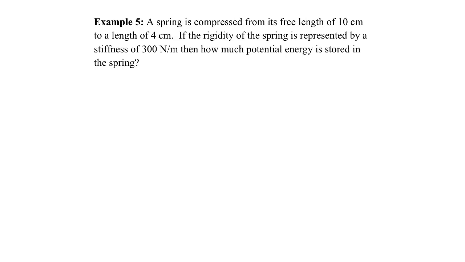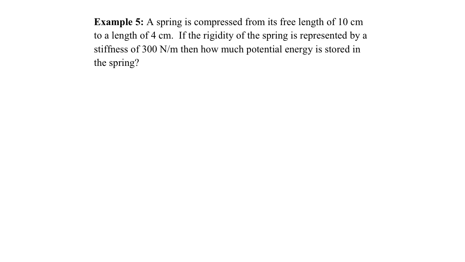So let's look at an example of this. I can model anything as a spring. A trampoline, a bed, a bungee cord, a rubber band. Any of these things can be springs as long as they have elasticity. Elasticity. That's why it's called elastic potential energy.